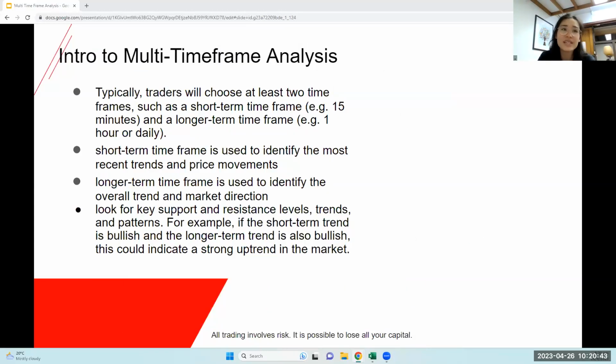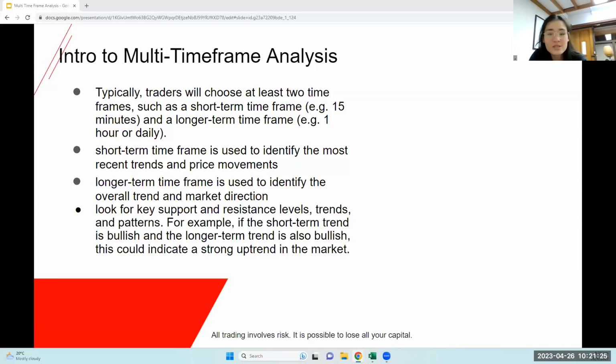Okay, so now what exactly is multi-time frame analysis? We've just gone through how to make use of the multiple time frames in order to choose clear price structures so that you can do your analysis on them. But what exactly is multi-time frame analysis? It's a trading strategy that involves analyzing the market from multiple time frames, and this can help a beginner trader get a better understanding of the market and make more informed trading decisions.